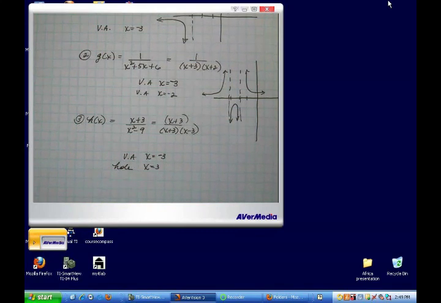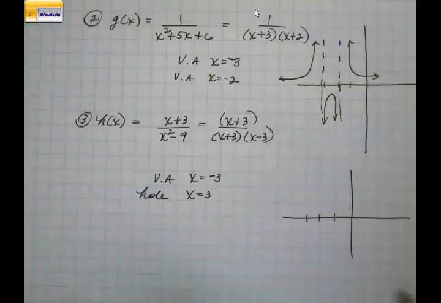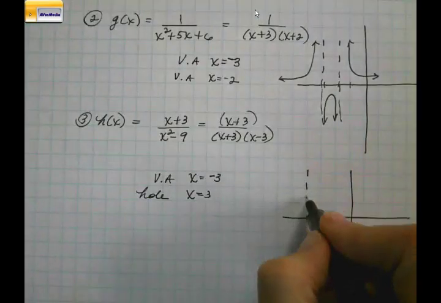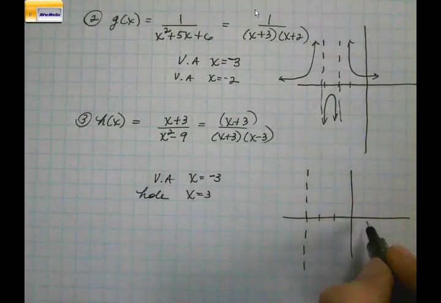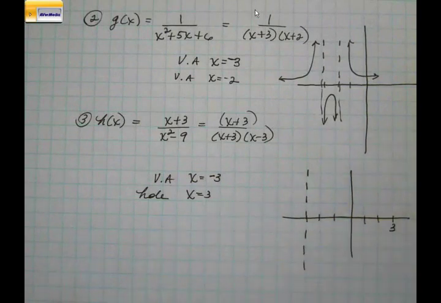If you cannot cancel, that's where there is still a vertical asymptote. So when you graph this one, do you think that's right? Okay. So over here at negative 3, you have a vertical asymptote, but there is no vertical asymptote at 3. There's going to be a hole in the graph.